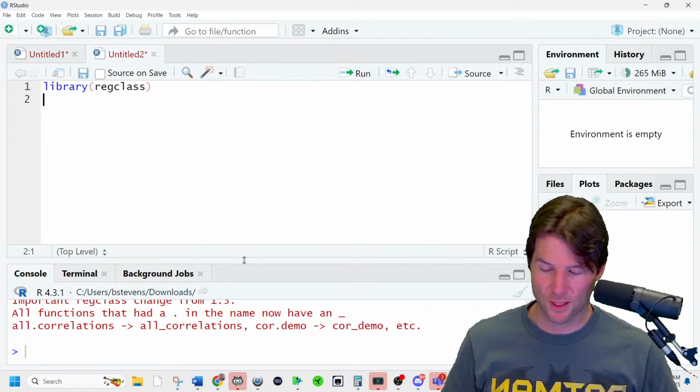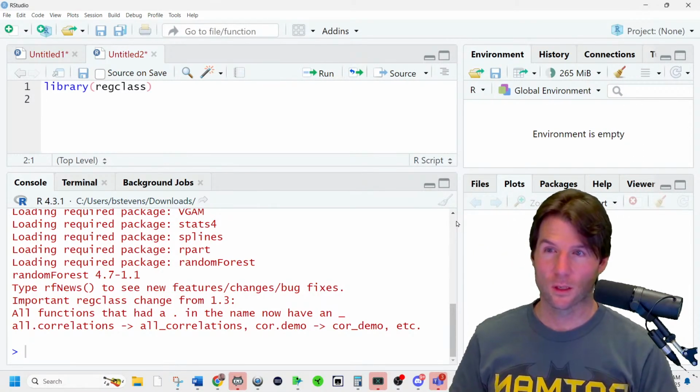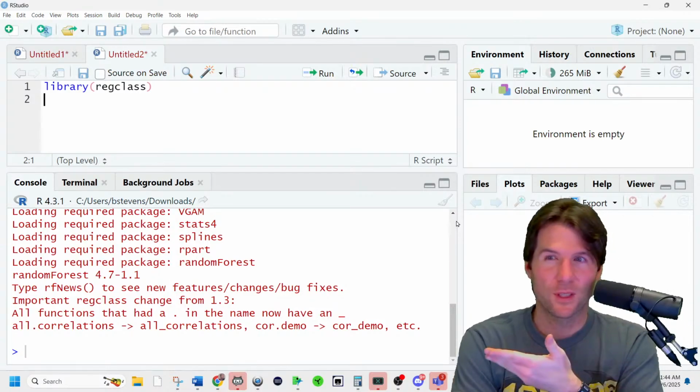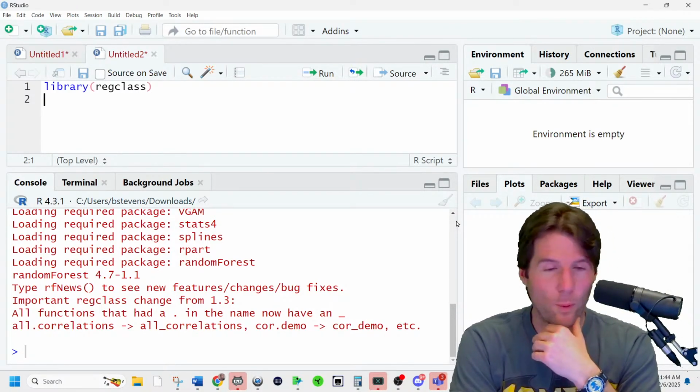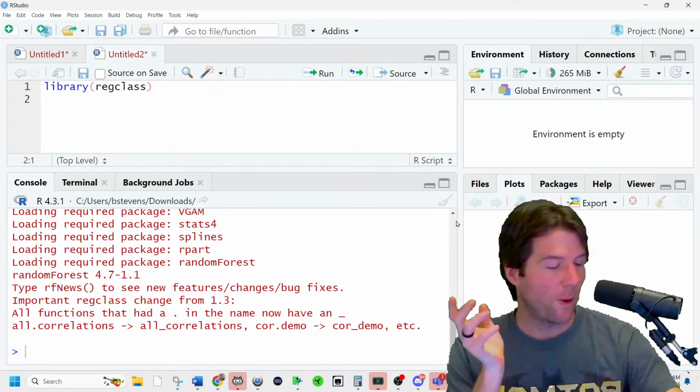I'm just going to pause here for a second. A lot of people say, it didn't work. What do you do if that doesn't work? It says no package reg class. What do you do? Install packages, Dave right there.